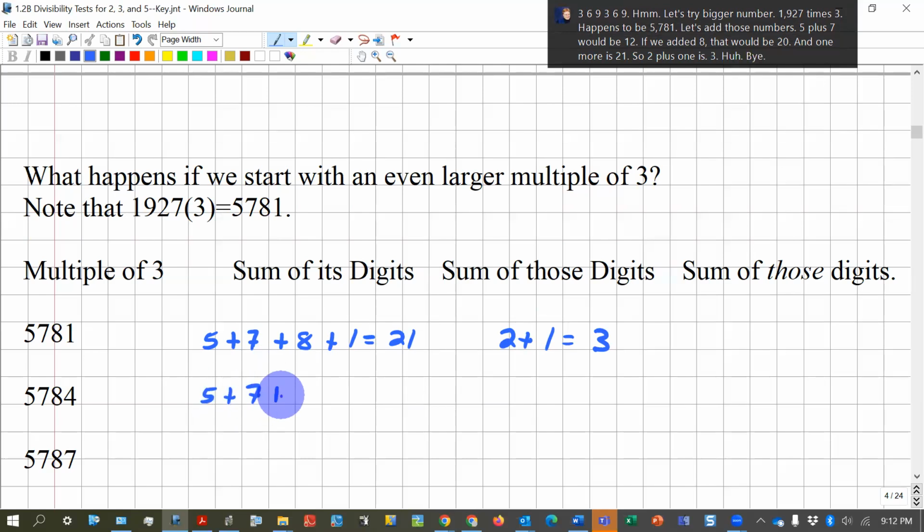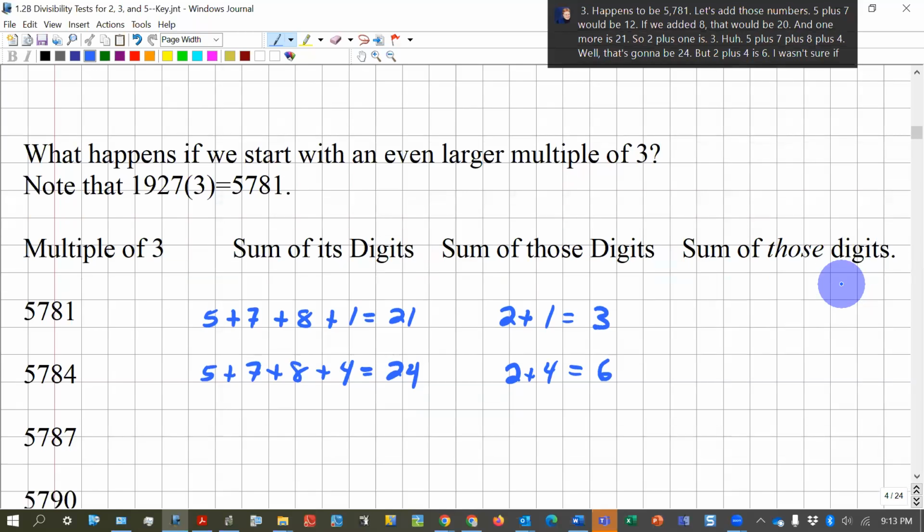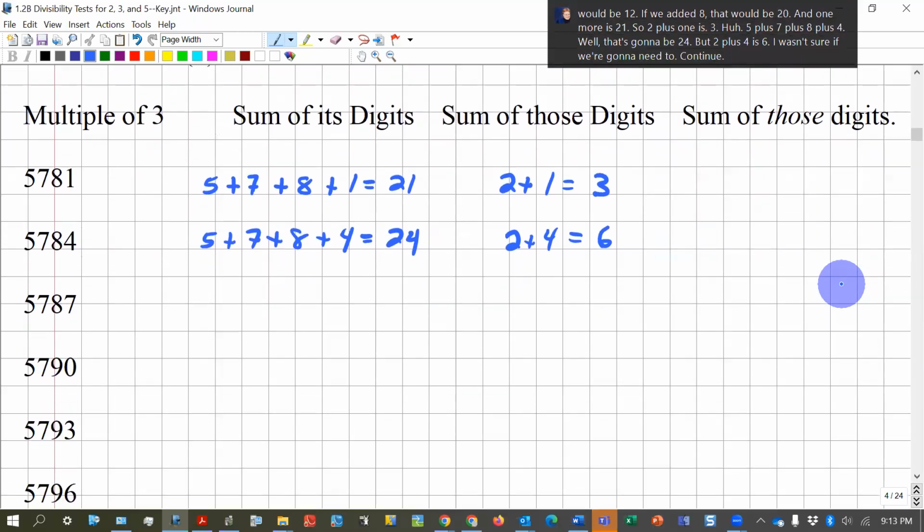5 plus 7 plus 8 plus 4. Well, that's going to be 24. But 2 plus 4 is 6. I wasn't sure if we're going to need to continue adding to get a number that's smaller than 10.